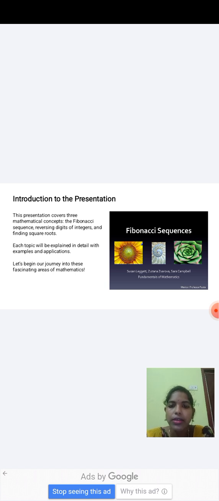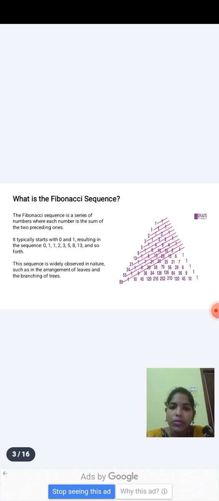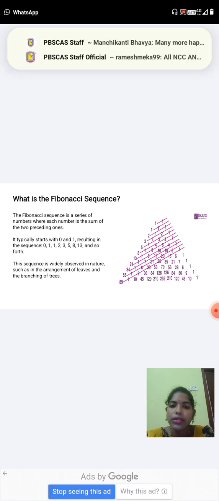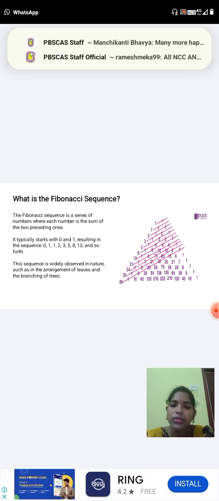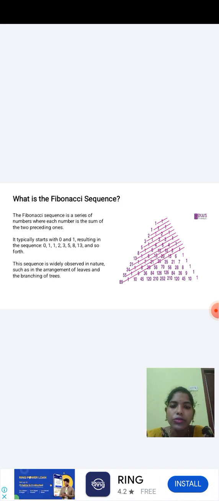So let's begin. What is the Fibonacci sequence? The Fibonacci sequence is a series of numbers in which each number is obtained by adding the two preceding numbers. Adding the two numbers in the middle gives the result. It typically starts with 0 and 1, resulting in the sequence 0, 1, 1, 2, 3, 5, 8, 13 and so forth.